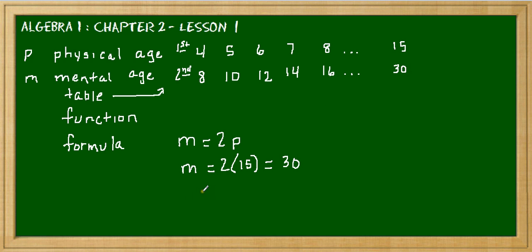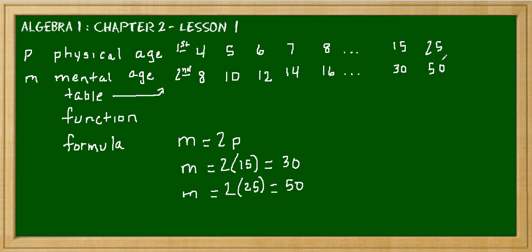And we have another example. They use 25. What if P is 25? Well, if P is equal to 25, M is equal to 2 times P. P is 25. So now we would say 2 times 25 is equal to 50, which means M is equal to 50.